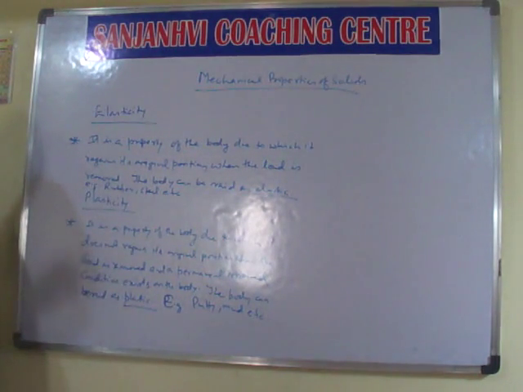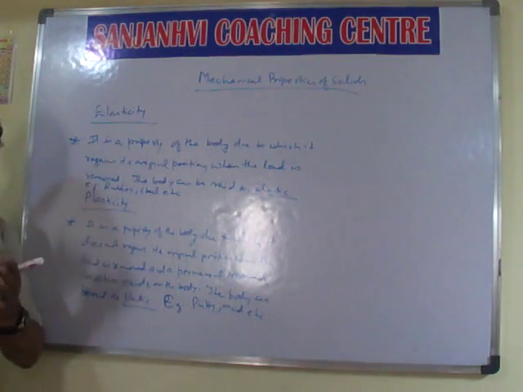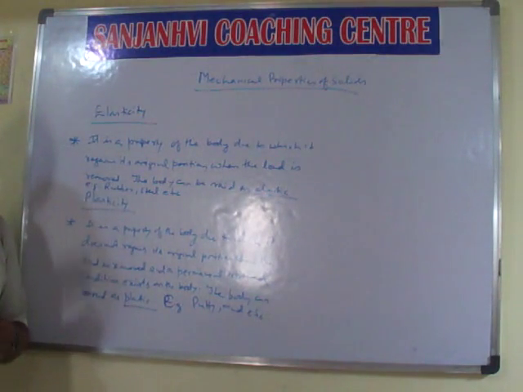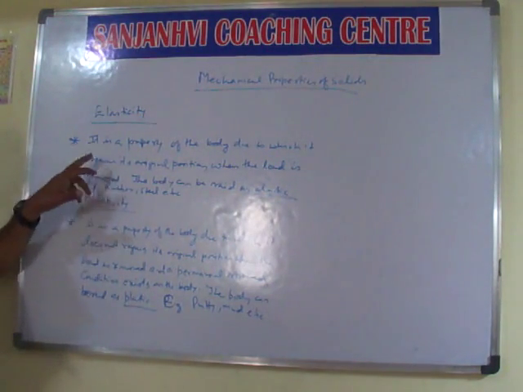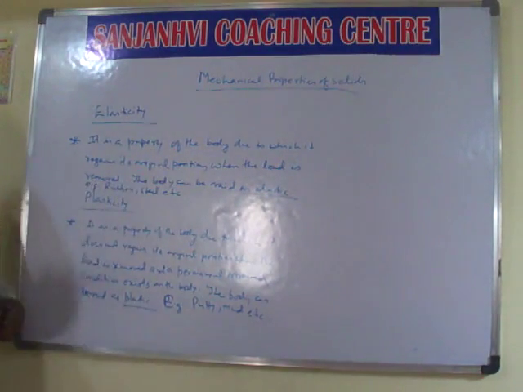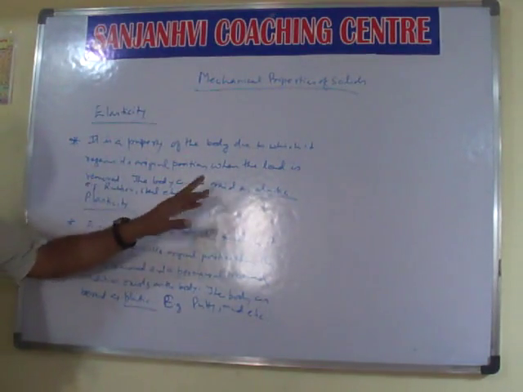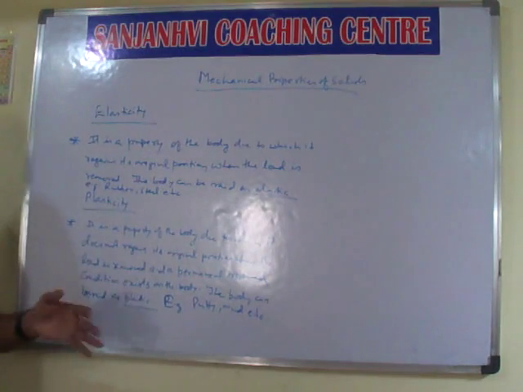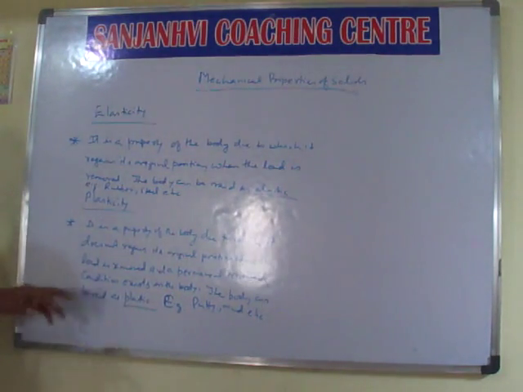If any load is there, then some deformation will take place. That is called deformation. Either a change in length, or a change in its area, or a change in volume, any change will be there. Now, when that load is removed, that change will come back to its original position. That is called elasticity, and the body can be said to be elastic. Examples: rubber, steel, wood, anything, somewhat elastic.